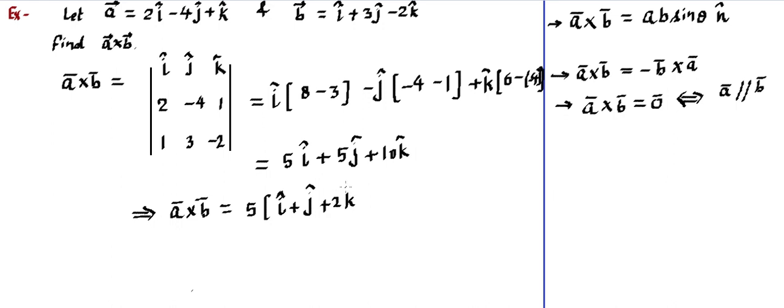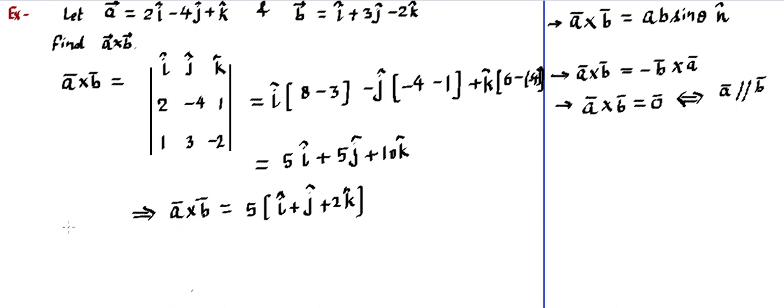Now if somebody asks to find the magnitude of this a cross b, we can find the magnitude of this vector by squaring and adding them within a square root, right? And this is a cross b, so this is how we can find the cross product of two vectors. If the vectors are given to us, we will make the determinant, we can expand it to get a final answer.